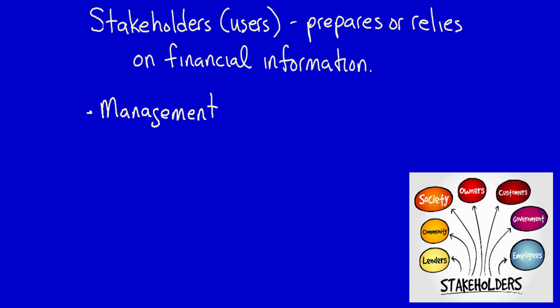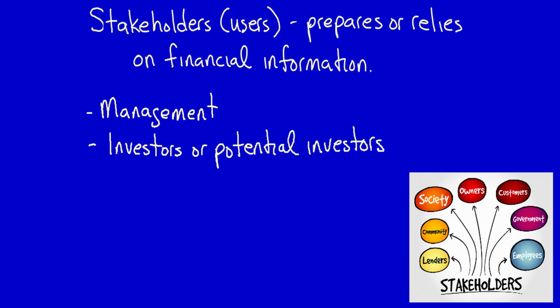Management prepares financial information for external stakeholders, such as investors, creditors, or analysts. Their stake is that they want the business to be profitable and to grow. They need money to do that. Investors or potential investors rely on financial information to decide whether to buy or sell the business's shares. Their stake is the money they invested in the company in order to earn a return.